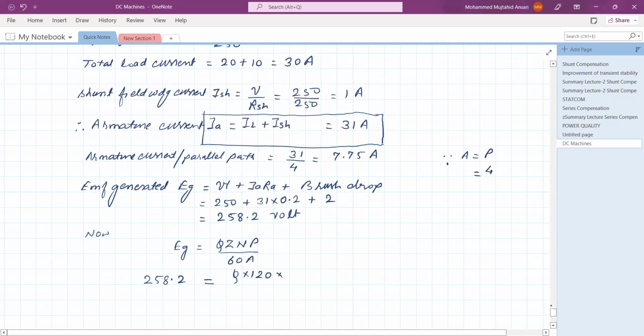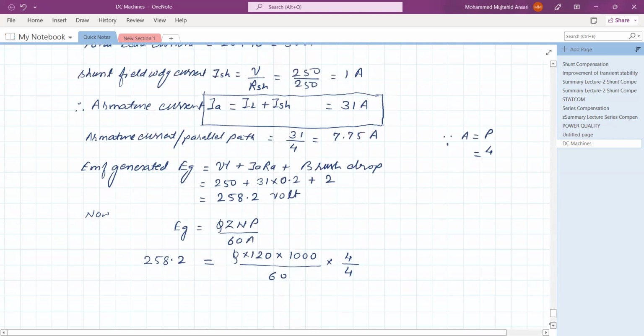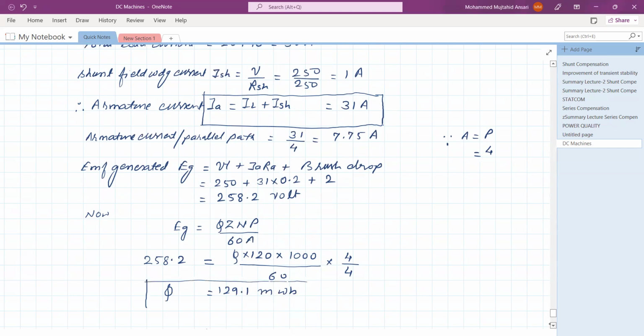120 multiplied by speed. Speed is given as 1000 RPM. And P and A, okay, we will write P and A as they are. So it is divided by 60 multiplied by 4 upon 4. So this is the flux. So flux is equal to 129.1 millibar. So this is the second parameter as per the question.